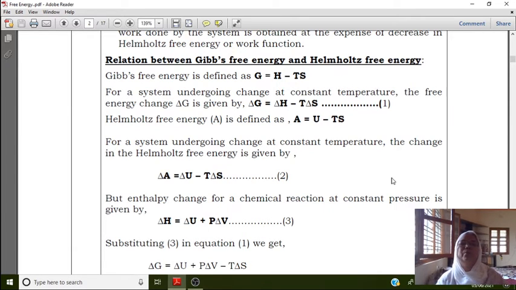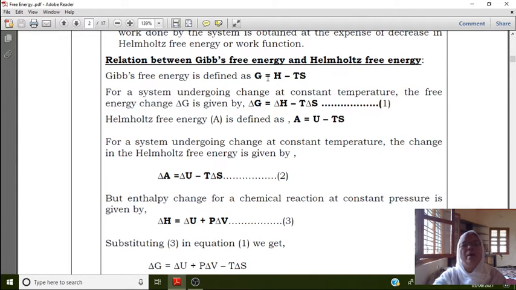So, good morning students, for the physical chemistry lecture. In the last lecture you have learned the Gibbs free energy concept and Helmholtz free energy concept. Let us revise the relation between Gibbs free energy and Helmholtz free energy.